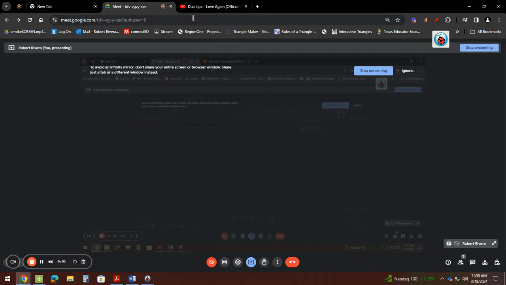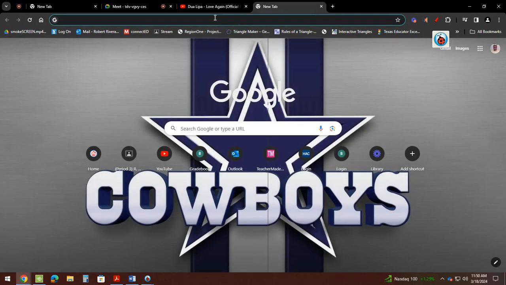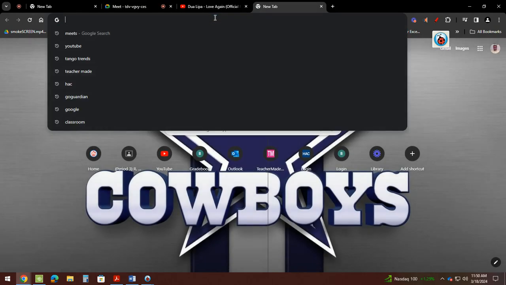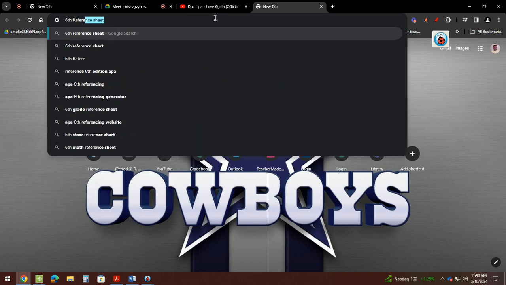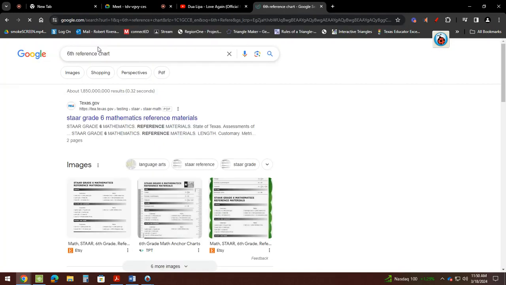Okay, so today you'll be learning about the area of trapezoids. Okay, the area of trapezoids. So I'm going to first show you the sixth grade reference chart that you're going to have in the STAAR test.